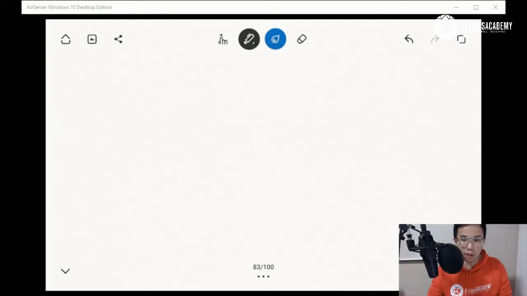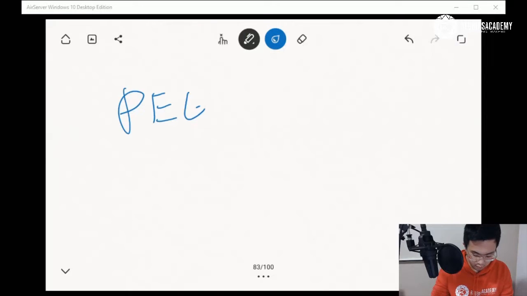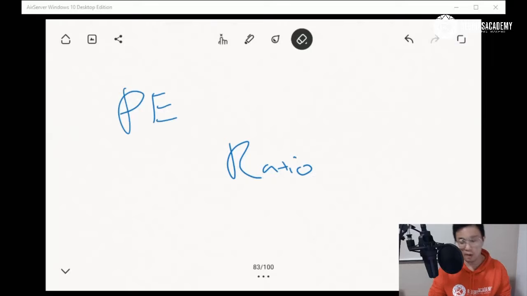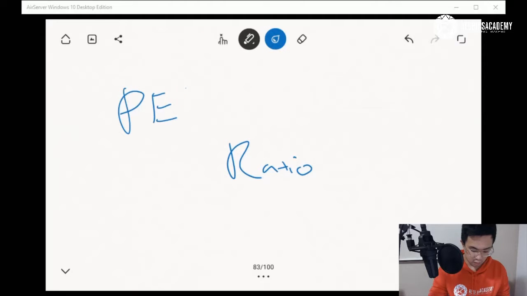So without further ado, today we're going to talk about the PEG ratio. Now, without the G, you already know what that is. In one of the previous videos, it's price to earnings. So with the G, what does the G stand for? The G stands for growth. So price to earnings to growth ratio. I repeat, price to earnings to growth.